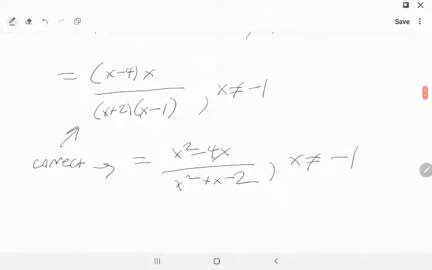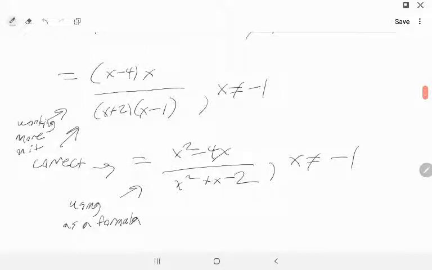So it basically amounts to, are you going to be doing something more with it, working with it more, or using it as a formula? Factored is usually more adaptable to other uses. Multiplied out is usually more effective to use as a formula.